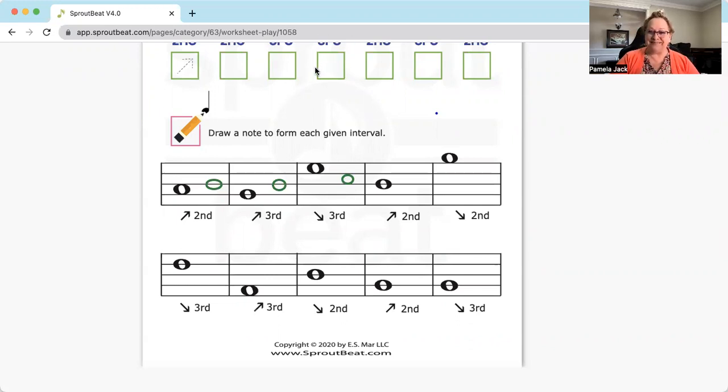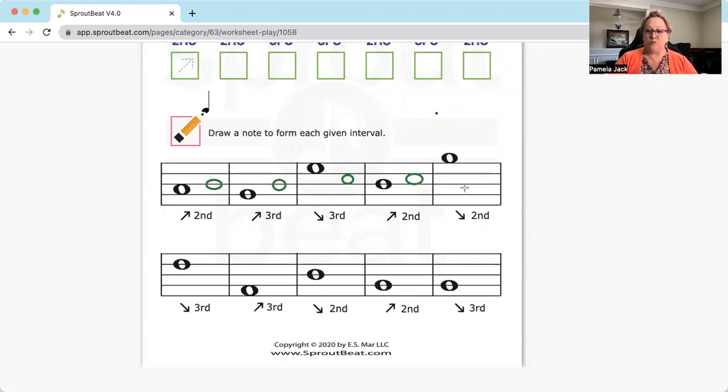You read it. A second going up. A second or a step. Remember, seconds and thirds or steps and skips are just white keys. Okay, so we're starting here. 1, 2. So we're going to be drawing it right there in space 3. I bet that's what you were going to do, space 3.